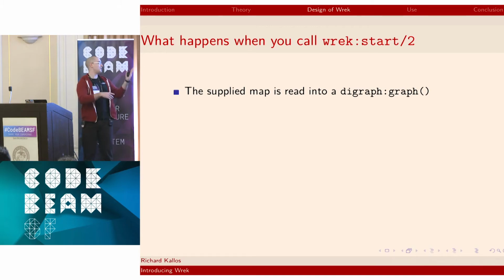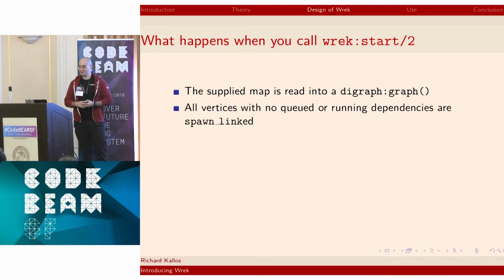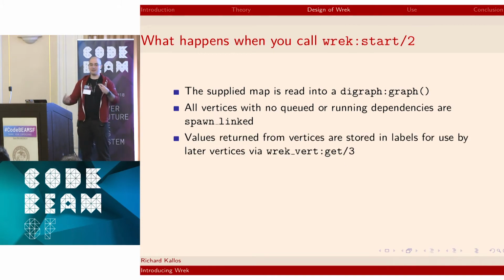the map is read into a digraph, which is a really fun module for running graph algorithms as part of the Erlang standard library. A digraph graph is really 3 ETS tables. It's really fast and super fun. And basically, every vertex that has no queued or running dependencies is just started. It hits the ground running. And values that get returned are stored as labels inside of the graph, and you can then fetch them later, which is why you need the process ID. You have to pass that into this function in order to get results back.